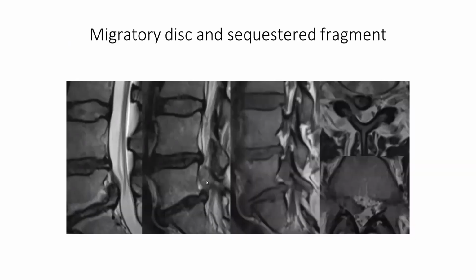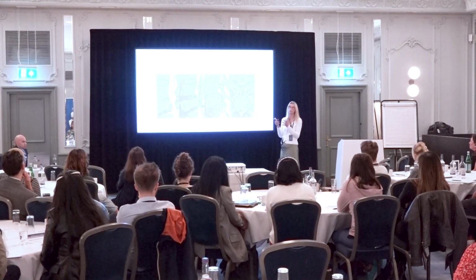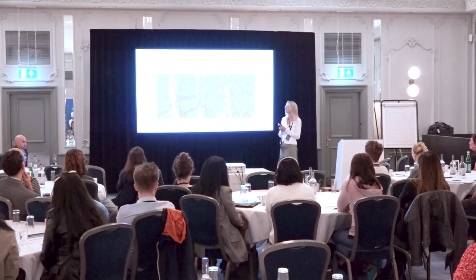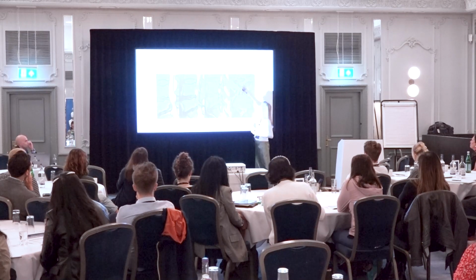Now looking at the migratory discs, you can see here that this is a disc that's migrating upwards, but what you can also see is that there's a fragment of disc, and that is of different signal from the native disc, and that's a sequestered fragment. The importance of a sequestered fragment is they can move up or down, and it's very, very common with any migratory or sequestered disc to have significant neurology. And you can see here again, disc and disc here.